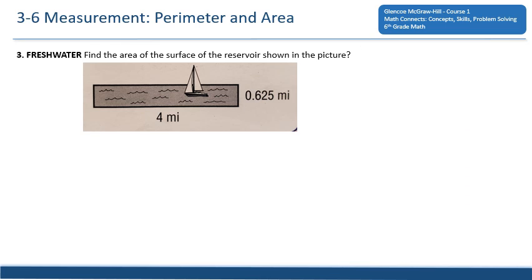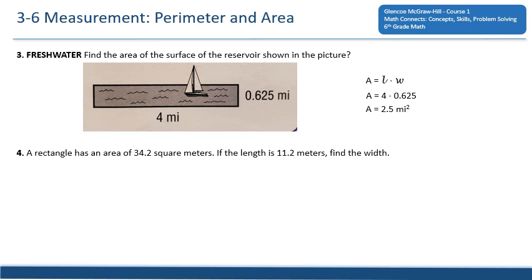Find the area of the surface of the reservoir shown in the picture. So they have the lengths of the 2 sides. And we have area equals length times width. So we'll put in 4 for length and 0.625 for width. And if we multiply those together, we get 2.5 square miles.